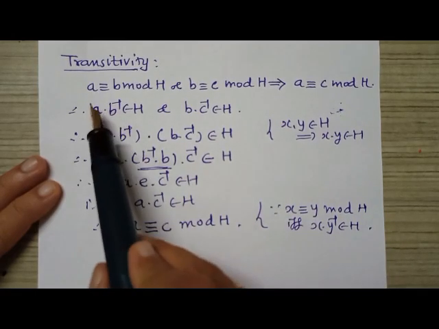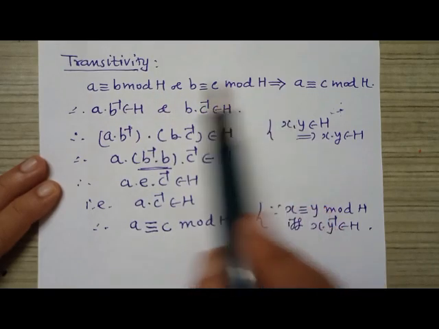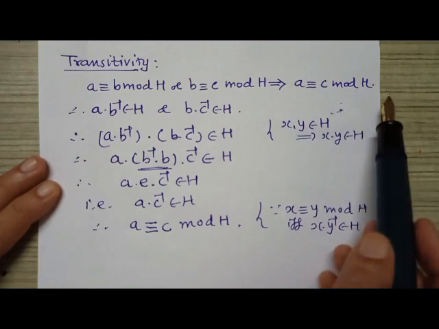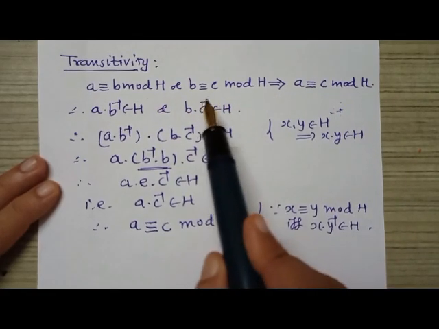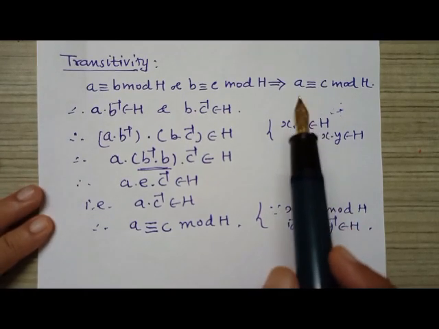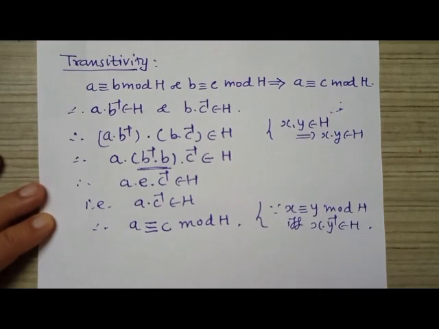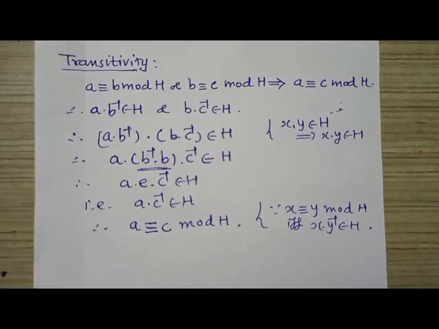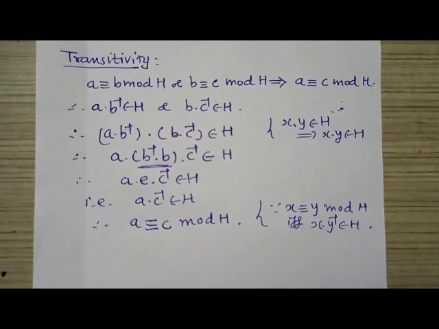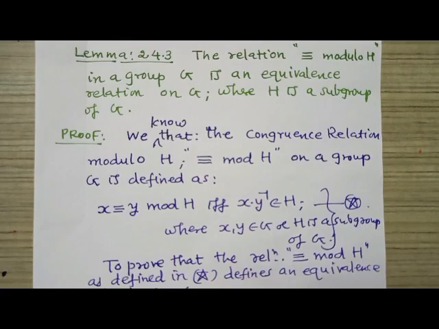Thus, we have assumed that A is congruent to B modulo H and B is congruent to C modulo H implies A is congruent to C modulo H. This means the congruence relation modulo H as defined in star is transitive. Hence, by reflexivity, symmetry and transitivity, we conclude that the relation defined in star in the beginning is an equivalence relation on the group G.